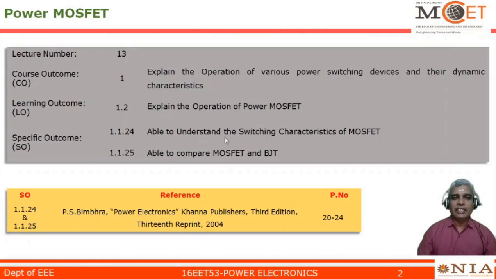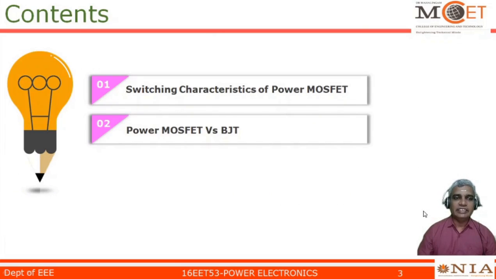In this video, we will understand the switching characteristics of the power MOSFET, and we will also look into the comparison between power MOSFET and power BJT. For further reading, you can follow the textbook of P.S. Bimbhra, Power Electronics. The corresponding page numbers for further reference are 20 to 24. The contents of the presentation go like this. Initially, we will discuss the switching characteristics of the power MOSFET, and then finally we will have a small comparison between power MOSFET and power BJT.